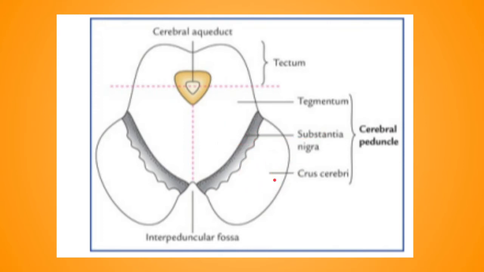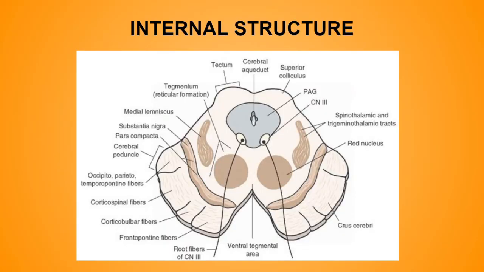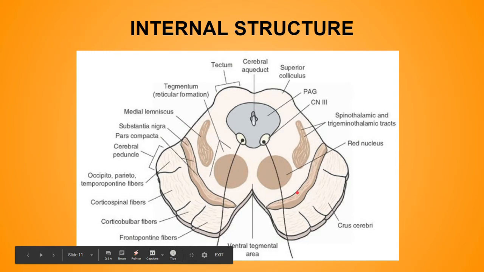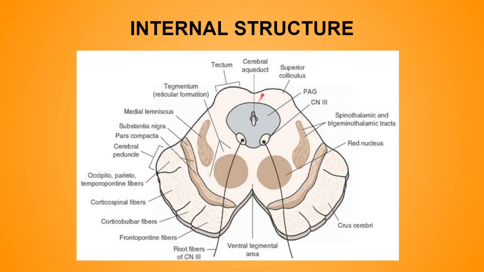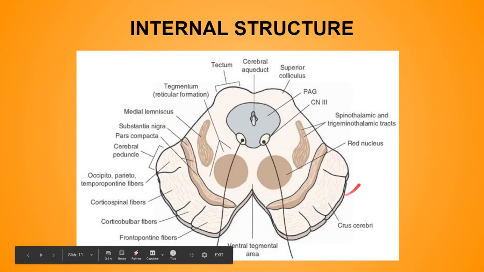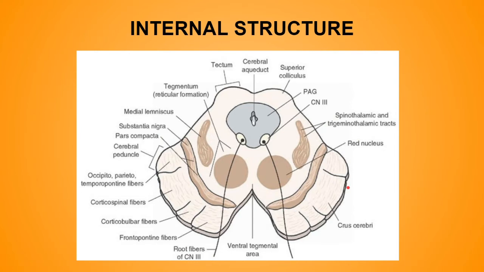Now remember, the structures in the tectum and the tegmentum vary at different levels of the midbrain, but those of the crus cerebri and the substantia nigra are nearly the same throughout the whole length of the midbrain. So let's go to this diagram, it will be more clear to you. First of all, this is the crus cerebri, this is the substantia nigra, this is the tegmentum, this is the tectum, and this is the posterior and this is the anterior part.